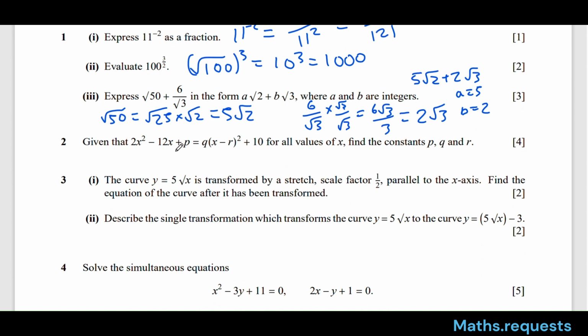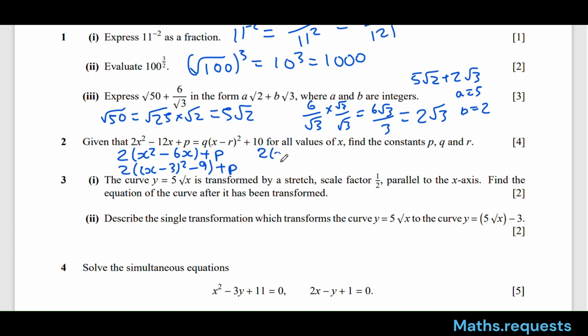Given that 2x squared minus 12x plus p equals q brackets x minus r all squared plus 10 for all values of x, find the constants p, q, and r. So this is just completing the square. So first we take out 2. So 2x squared minus 6x plus p. And then we complete the square. So 2 bracket x minus 3 squared minus, and then 3 squared is 9, so minus 9 plus p.